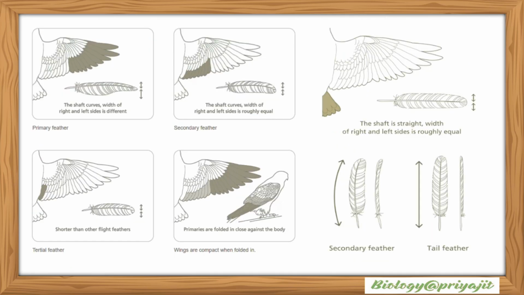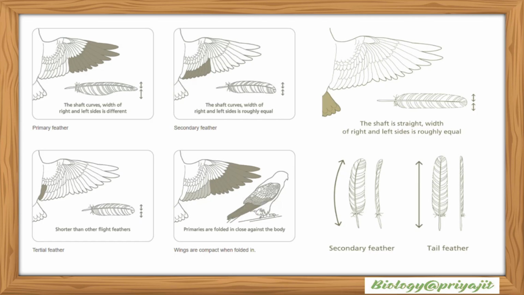The first image in this diagram shows the main types of bird flight feathers and how they fold. Primary feathers are outer wing feathers. The shafts are curved, the sides are uneven, and they are used for thrust. Secondary feathers are inner wing feathers. Their shafts are also curved, sides are equal, and they are used for lift.